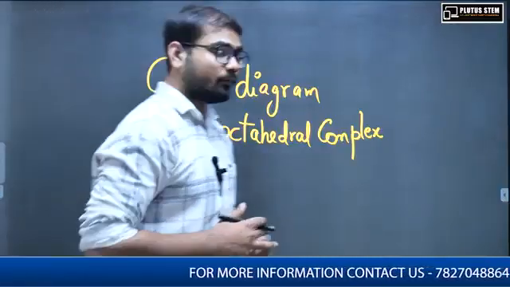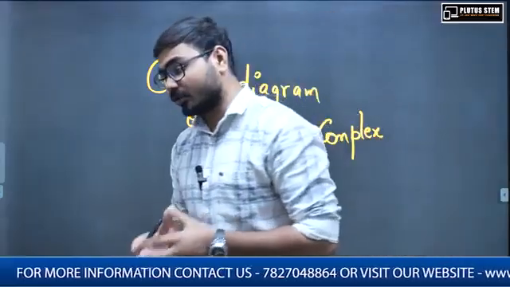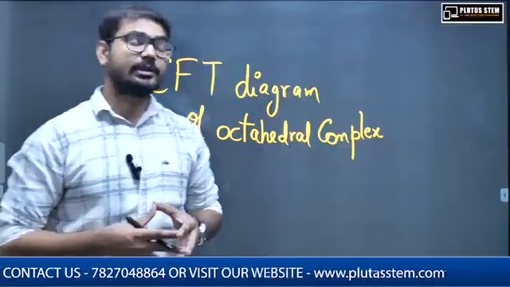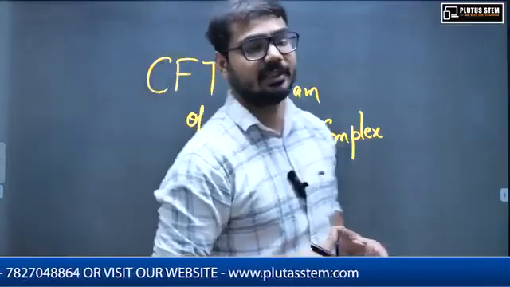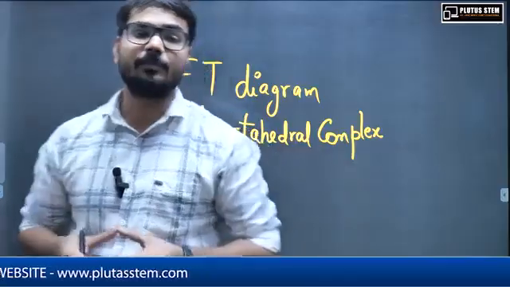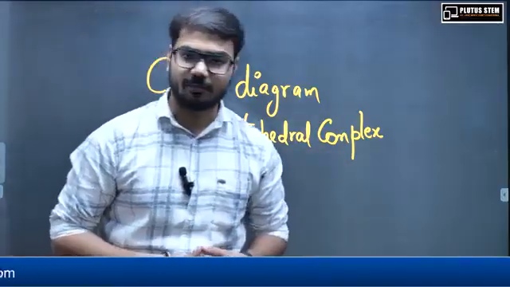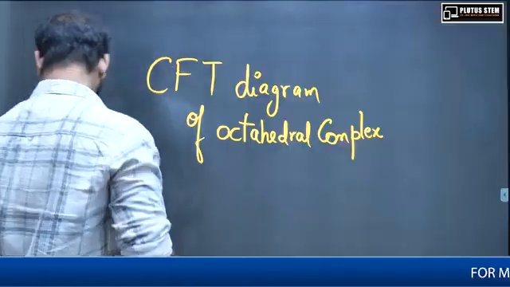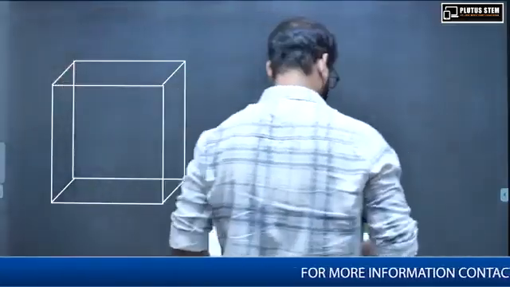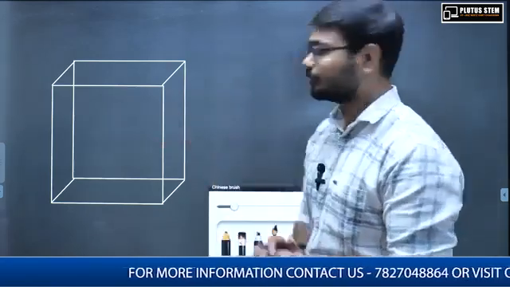So, today what's in the lecture? In the lecture today we will discuss how the CFT diagram is drawn and why that specific arrangement has been drawn. What is its significance, and how do ligands affect the splitting pattern of the orbitals and give rise to a particular splitting pattern that is related to the specific geometry of the complex? So, let's get started. Let's first assume that an octahedral complex is placed inside a cube.